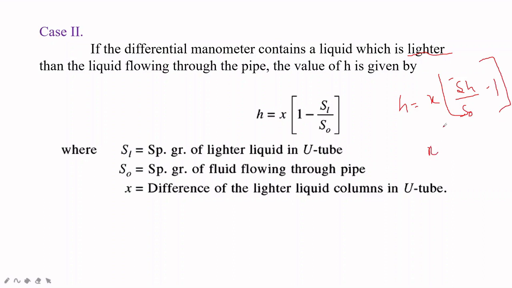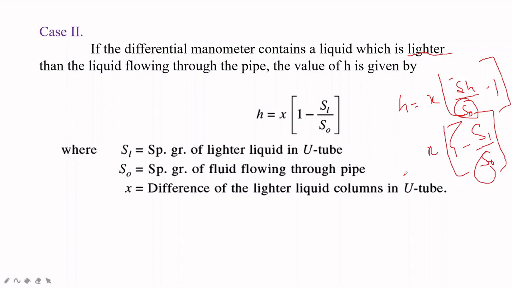So when it is lighter, it is X into (1 minus SL divided by S0). When it is lighter, it is less than 1. S0 is common in the denominator. So I am telling you a remembering trick. When it is heavier, we have to divide and then subtract 1. When it is lighter, we have to divide, then subtract from 1. So S0 is common here: heavier minus 1, here 1 minus lighter. These are the two cases.